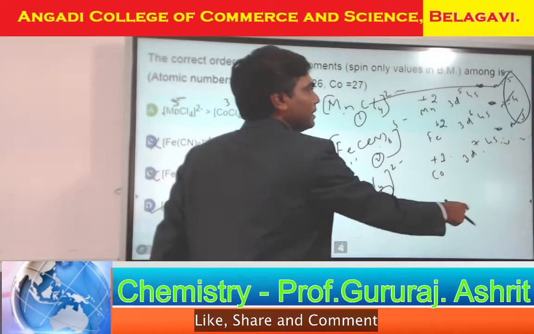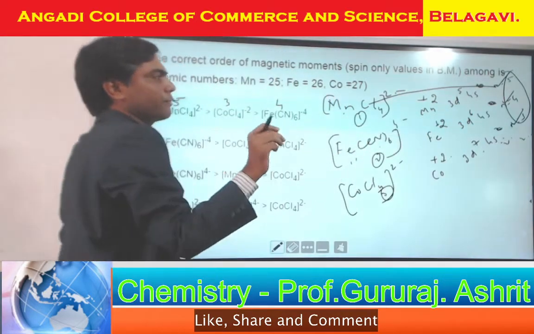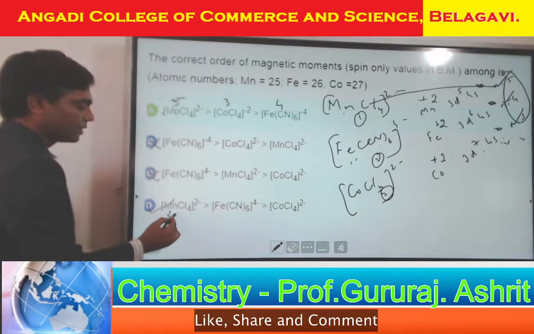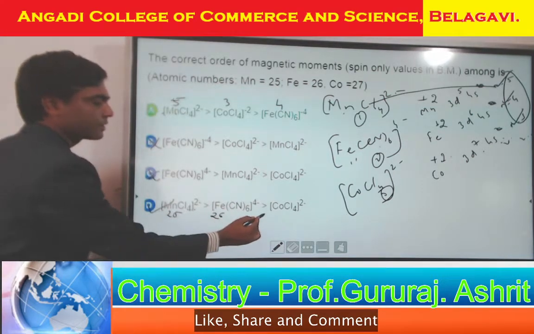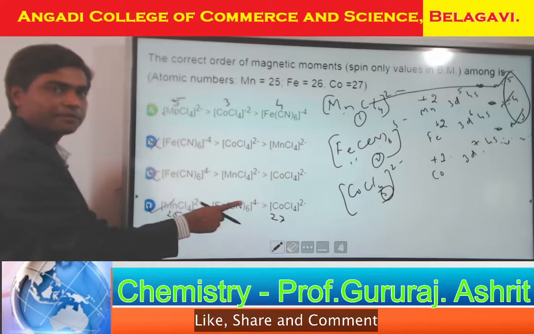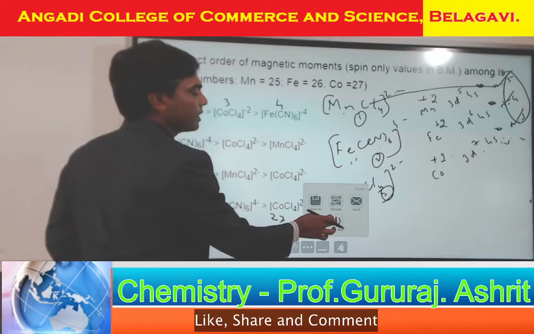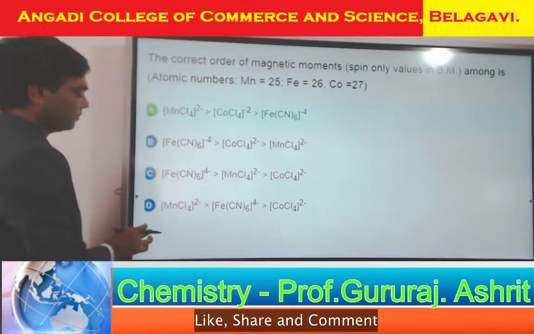I solved using a lengthy technique. Directly you can find it without solving anything, based on the atomic number. This is 25, this is 26, this is 27. If you write directly, your answer will be this one. I have told both techniques, you can identify this one. Next question.